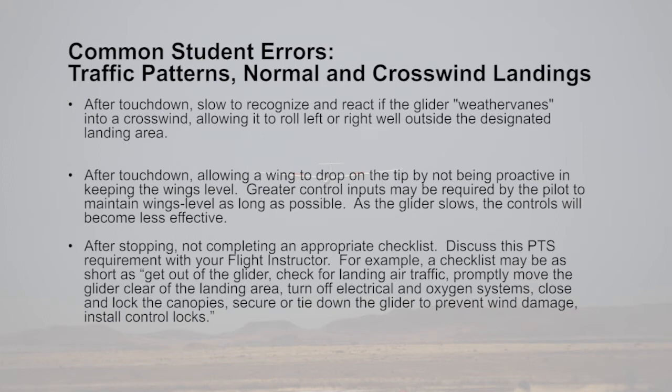After stopping, not completing an appropriate checklist. Discuss this PTS requirement with your flight instructor. For example, a checklist may be as short as get out of the glider, check for landing air traffic, promptly move the glider clear of the landing area, turn off electrical and oxygen systems, close and lock the canopies, secure or tie down the glider to prevent wind damage. Install control locks.